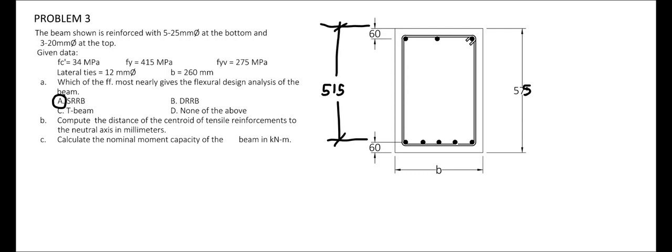Knowing that we can analyze our beam as a singly reinforced beam, we can neglect the compression members found in this beam. Now for the second problem, to compute the distance of the centroid of tensile reinforcements to the neutral axis in millimeters, we need to compute for the value of c, given the stress strain diagram of the beam, assuming the neutral axis is found on this side here.